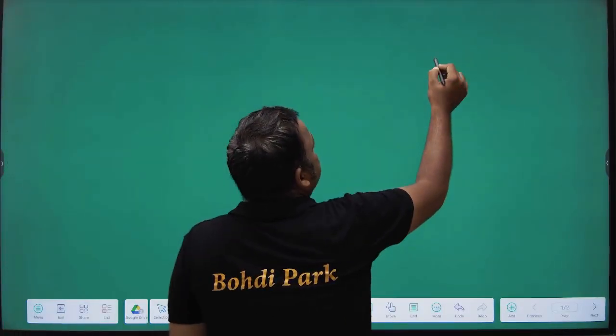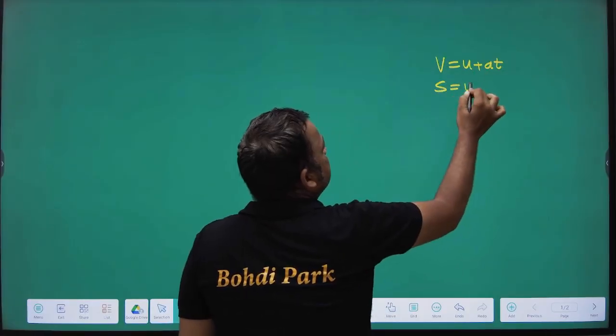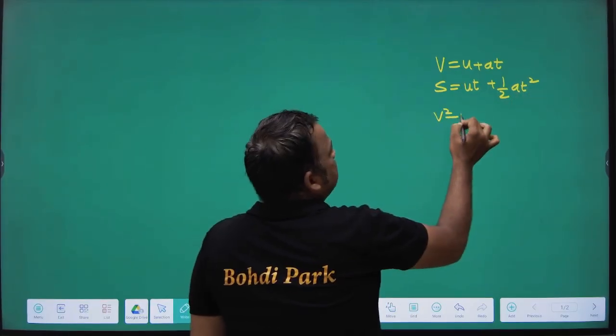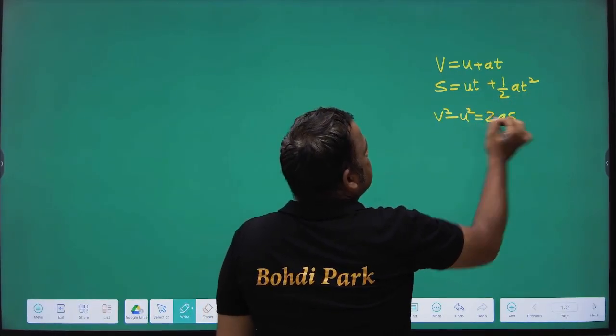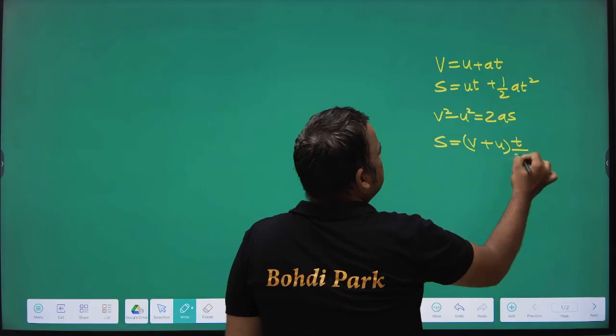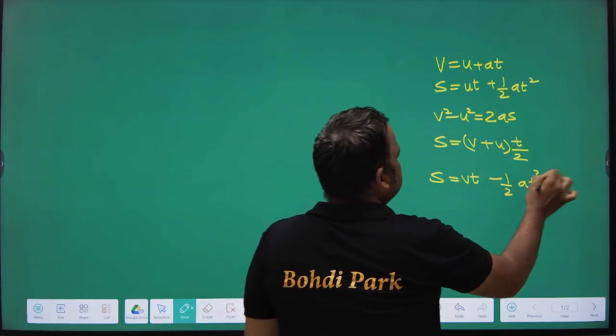So the equations of motion are v = u + at, s = ut + half at square, v square minus u square = 2as, s = (v + u) into t by 2, s = vt minus half at square.